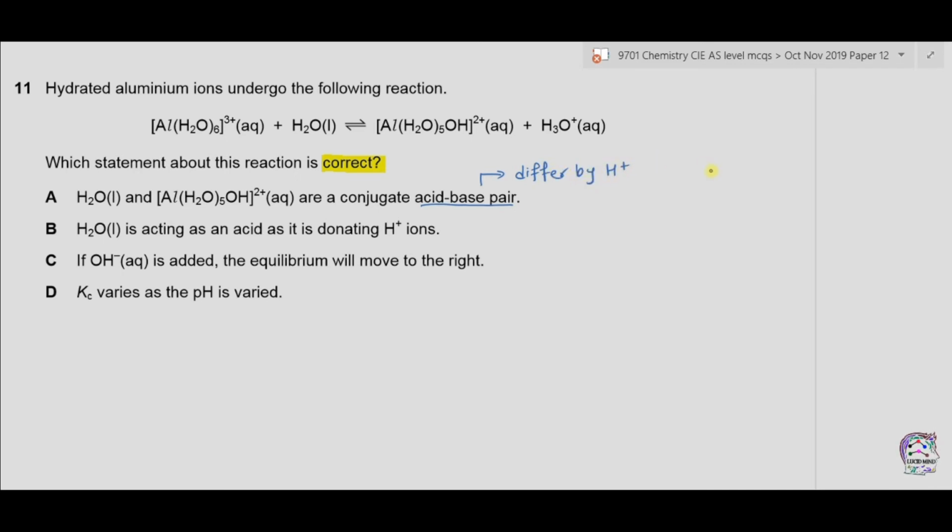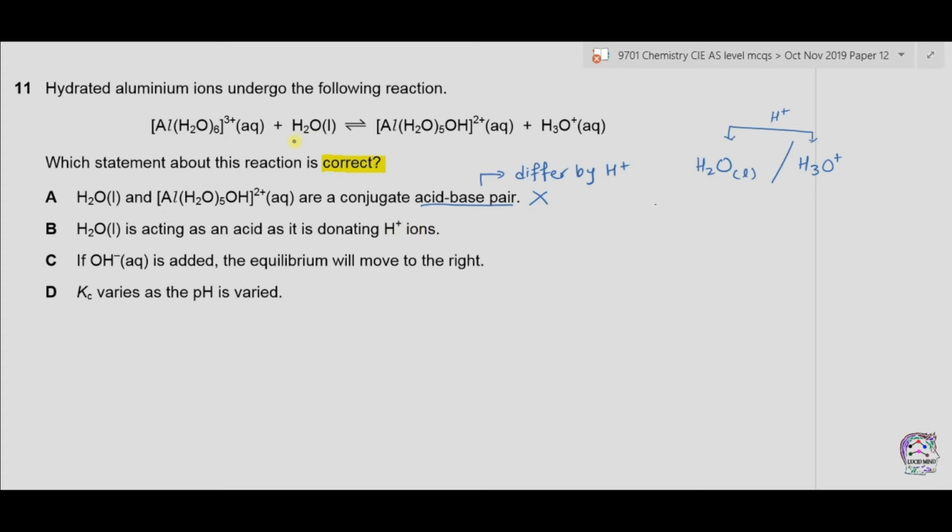For example, we can say that H2O liquid and H3O positive are an acid-base pair, as the difference is only of one H positive ion. But in H2O liquid and this compound, there is a difference of more than one H plus ion, so this is not a conjugate acid-base pair. B. H2O liquid is acting as an acid as it is donating H positive ions.